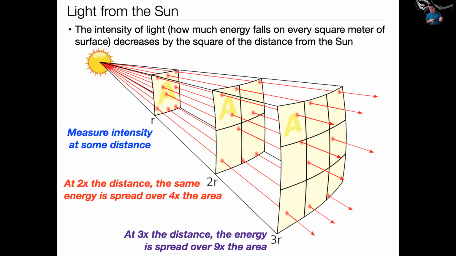Okay, so the consequence here is we enjoy a certain amount of energy here on Earth because we're at a certain distance from the sun. And if we get closer to the sun, that energy will be more intense. And if we get farther from the sun, that energy will be less intense. Okay, and that has consequences for life drawing energy from the sun.